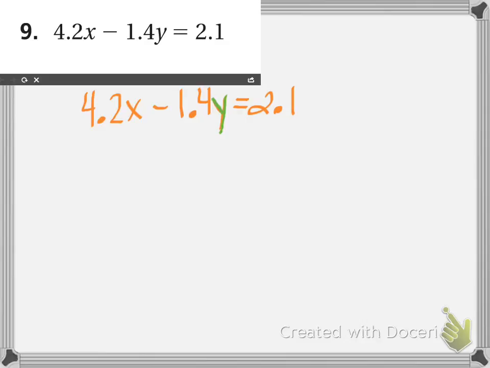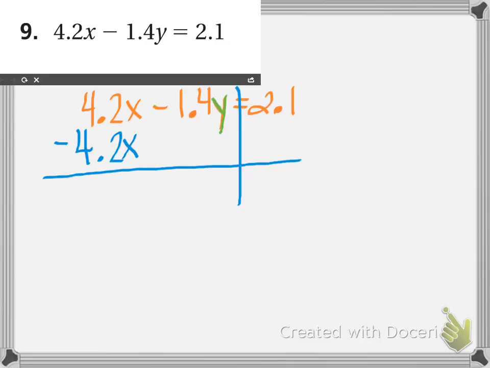Okay, so you want to get rid of any other terms that are not with the y first. So our term is 4.2x, or 4 2/10 x. That's what we're getting rid of. So the opposite of positive 4 2/10 x is negative 4 2/10 x. Whatever I do to one side, I have to do to the other side.